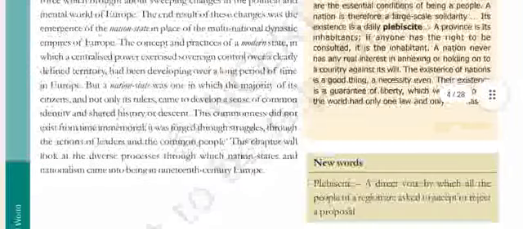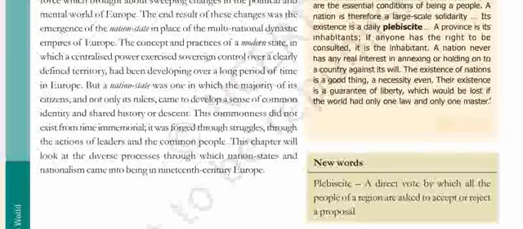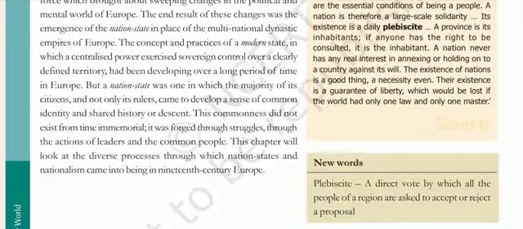But a nation-state was one in which the majority of its citizens, and not only its rulers, came to develop a sense of common identity and shared history or descent. These commonnesses did not exist from time immemorial. They were forged through struggles, through the action of leaders and the common people. This chapter will look at the diverse processes through which nation states and nationalism came into being in 19th century Europe.